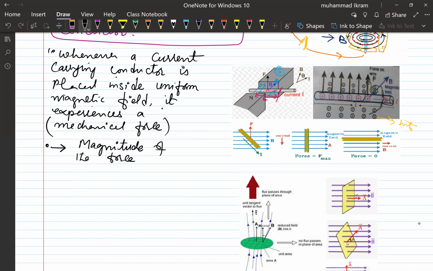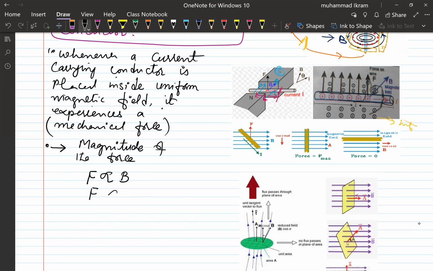The magnitude of the force: experiment shows that the magnitude of this mechanical force F is directly proportional to the strength of the magnetic field.